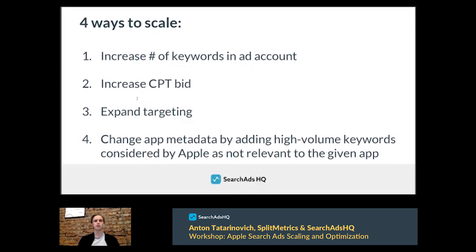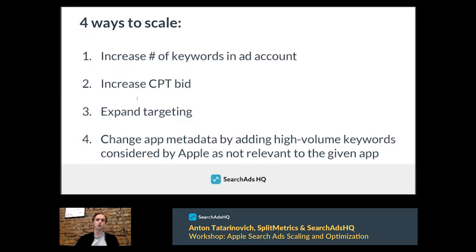Those are basically keywords which are kind of around your app, but on which you don't get any impressions so far, and that's not because of bids. So those keywords have a good amount of traffic on them. And for Apple to consider those keywords relevant to your app, you should add them to your app page metadata. However, points 2, 3, and 4 are kind of tricky. They have several obvious drawbacks, which may make them kind of bad options to choose while scaling.